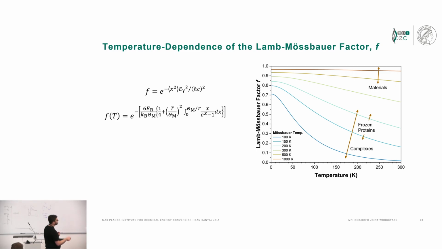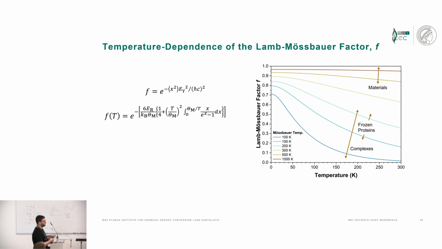So for example, maybe you're dealing with a molecular complex, and if you heat it up in its solid state to 100 Kelvin, you've already excited all the phonons. Whereas maybe you're dealing with nanoparticles or iron metal, and you would have to heat it up to about 1,000 Kelvin to excite all of its phonons in its lattice, okay? But the point is that you have different regimes for molecular compounds and frozen proteins all the way up to nanoparticles and materials, and they have different inherent Mössbauer temperatures.